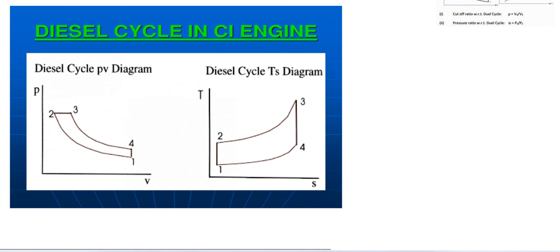Hello friends. Today we are going to discuss the diesel cycle and the dual cycle, both at a time. Now let us discuss the diesel cycle.